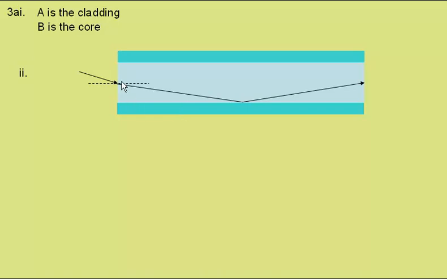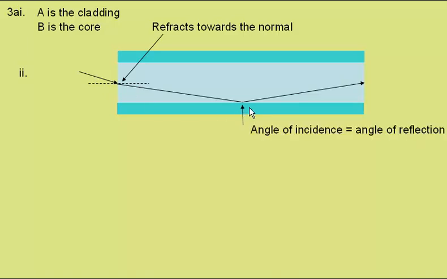Points to note: here we have refraction towards the normal. The angle here, the angle of refraction, is slightly smaller than the angle of incidence. At this point we have total internal reflection, and the angle of incidence here is roughly equal to the angle of reflection. This would be judged by eye. The examiner would not use a protractor at this point.